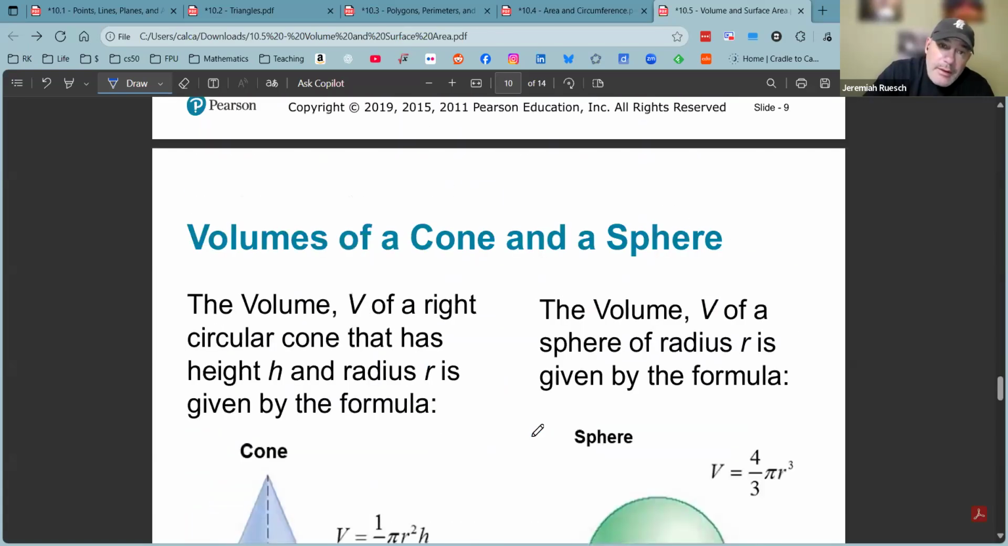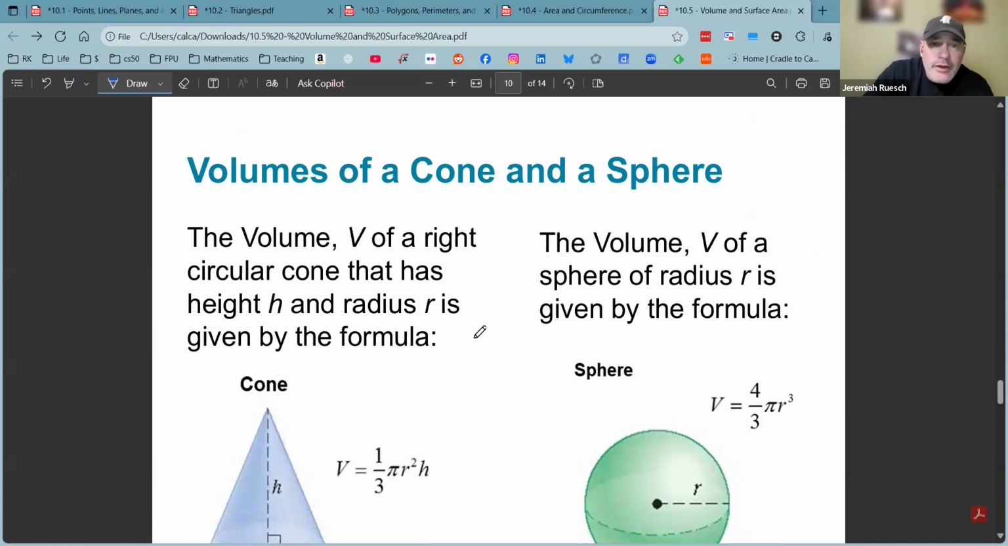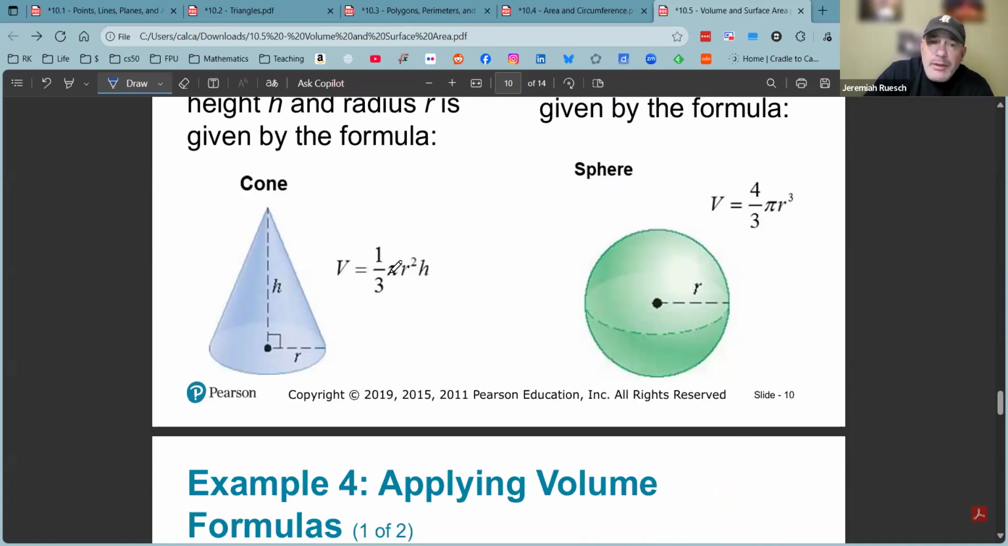All right. Volumes of a cone and a sphere. The volume of a right circular cone that has a height h and a radius r is given by the formula V equals 1/3 pi r squared h. Again, it's the area of the base times its height, but because the heights are being kind of truncated by this line, how much it affects the volume overall, it ends up reducing the volume by 2/3, which is why we have 1/3 left over.